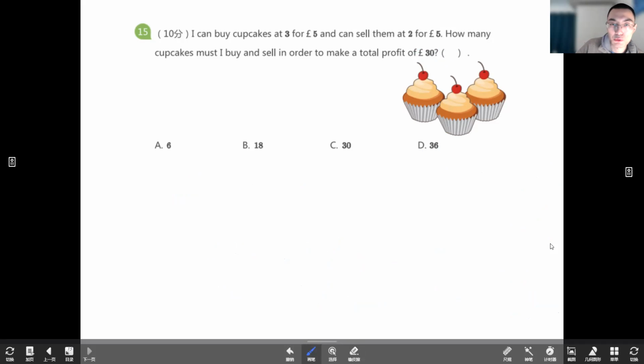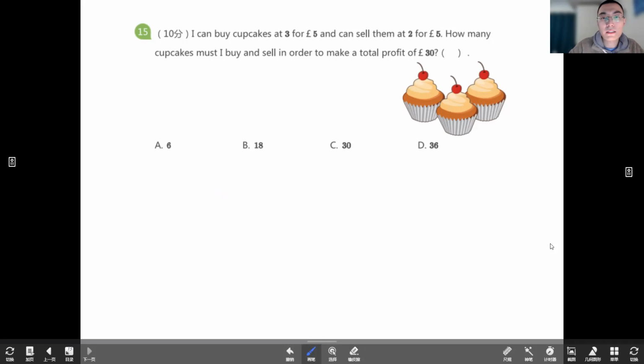So for method number 2, for one cupcake, we're dealing with 5 over 3 pounds, which is impossible in real life, right? We cannot have a fraction. We don't have a note. We don't have money to pay in fractions. So that means we want the money to be in whole numbers.